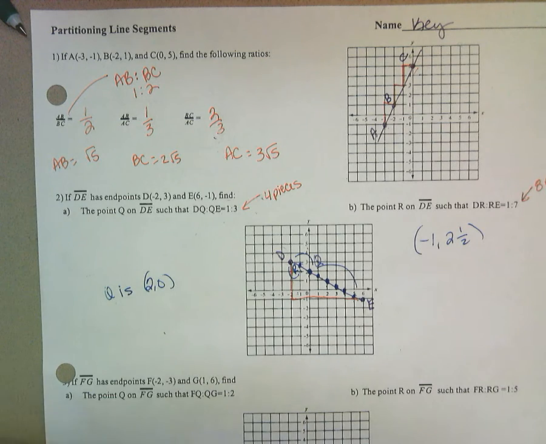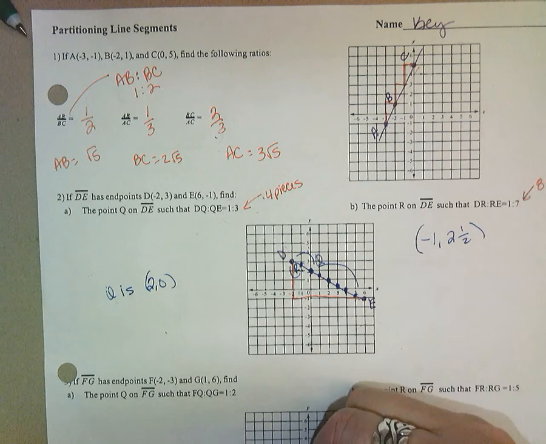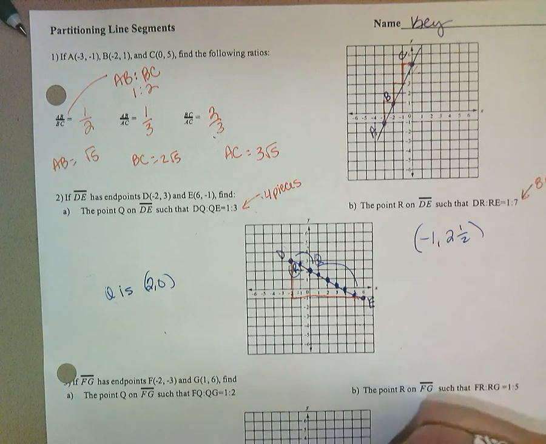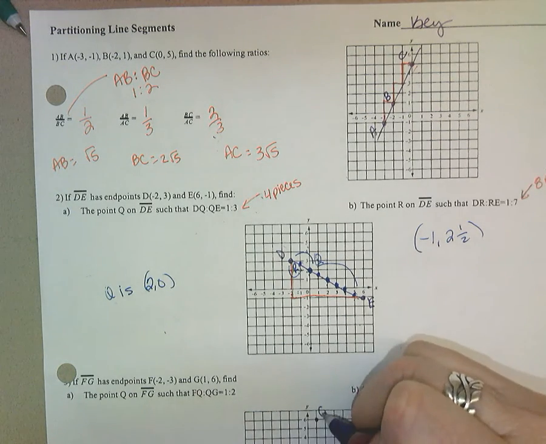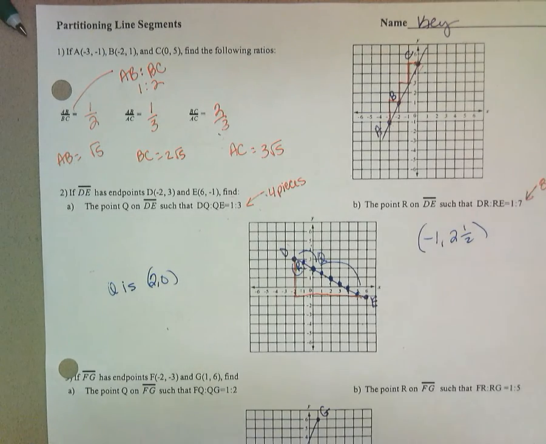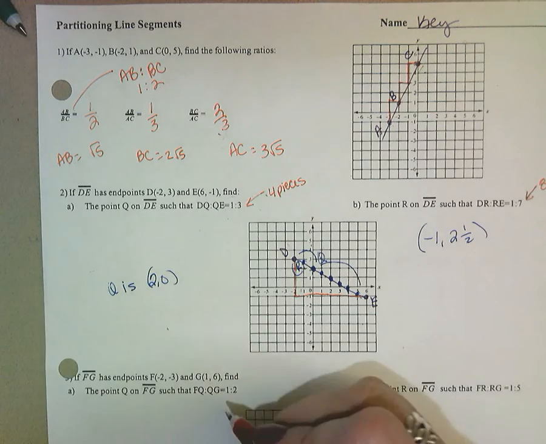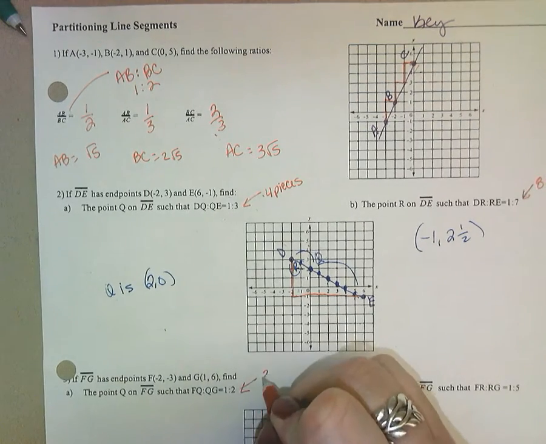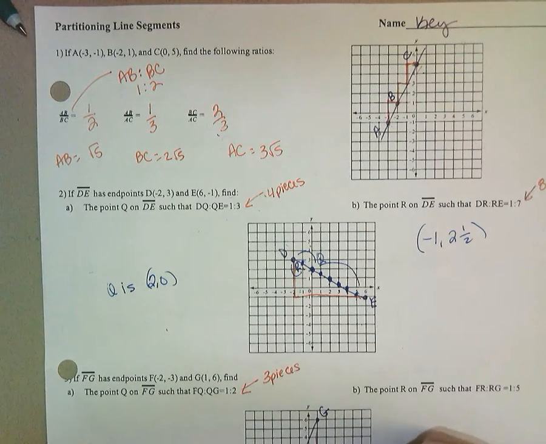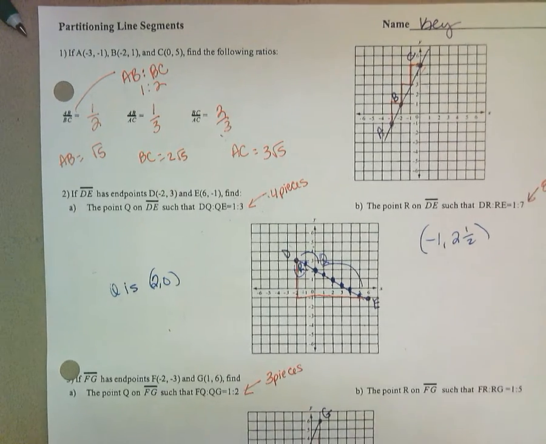FG has endpoints of -2, -3. So there's F. G is at 1, 6, G. Find the point Q such that FQ to QG is 1 to 2. Okay, that's dividing it into 3 pieces. So consider the slope of the entire thing, divide it into thirds. 1, 2, 3. So this is going to be 1 across.